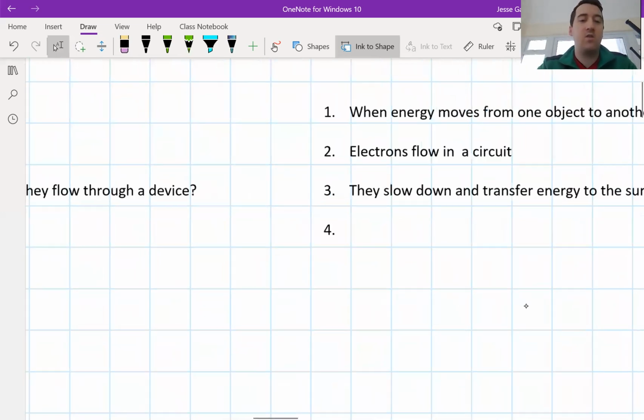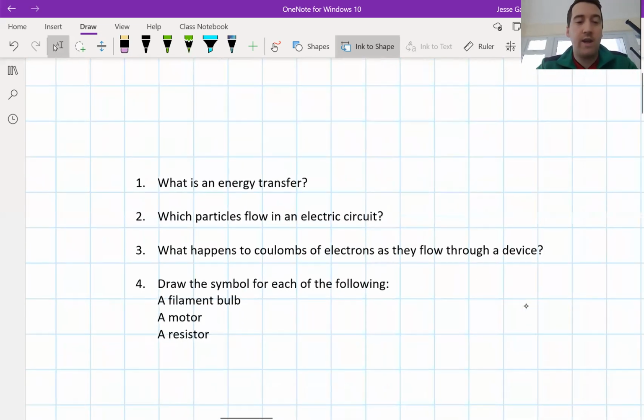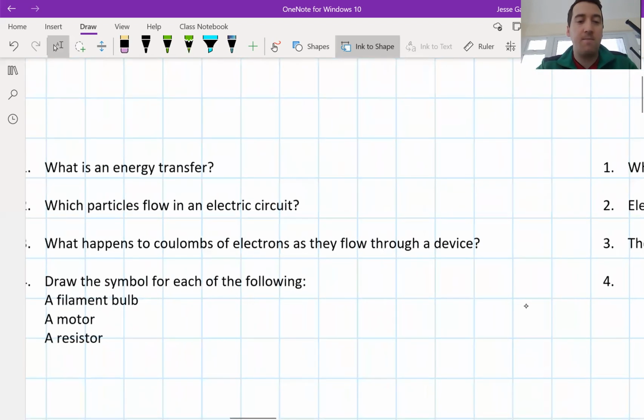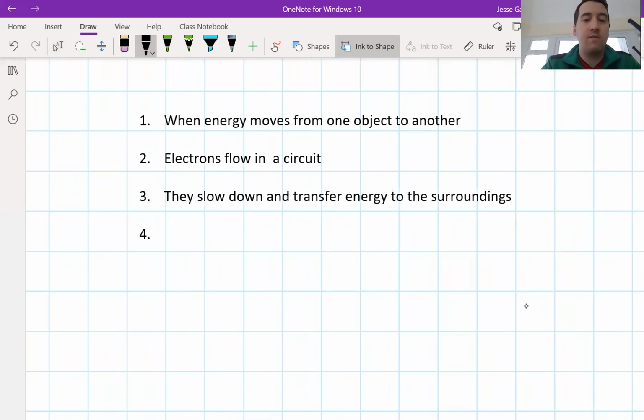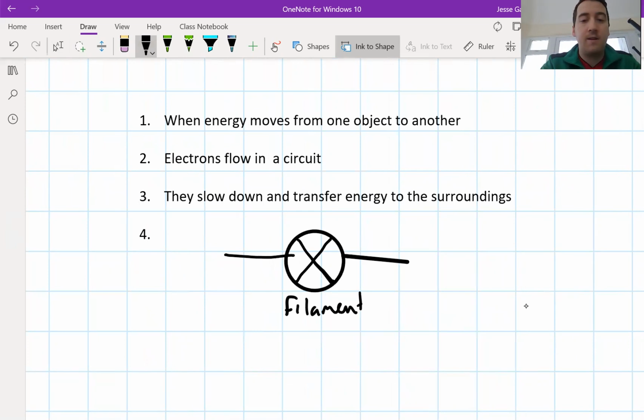Number 4 said to draw a circuit, draw the symbol for each of the following: a filament bulb, a motor, and a resistor. So really quickly, this is what you should have. A filament bulb has a wire, a circle, the wire continues, and inside the circle we put an X. This is a filament lamp or a filament bulb. Like that. Good. So either tick it or fix it.